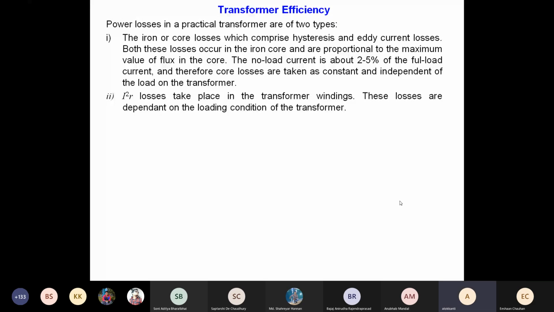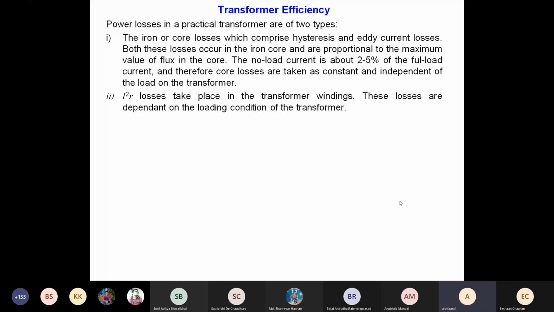The current in the primary increases as soon as the secondary is connected across some load. The I2 flows, I2 opposes the flux to reduce it, and then for that more current I1 comes in, and that is how the transformer operates. This we have studied in detail. So this no load current is actually 2 to 5% of the full load current.